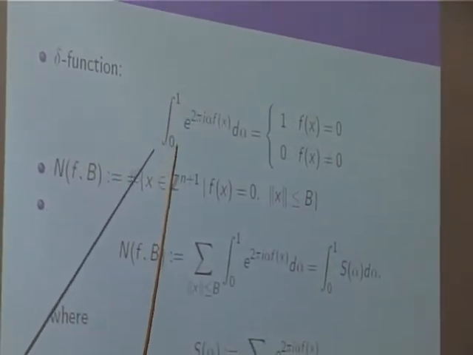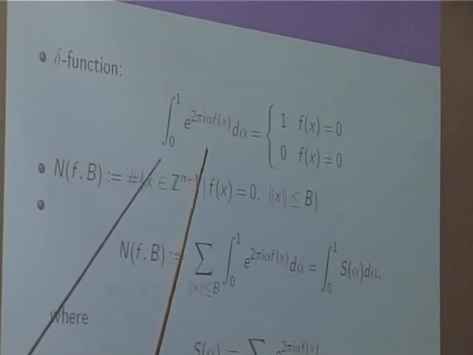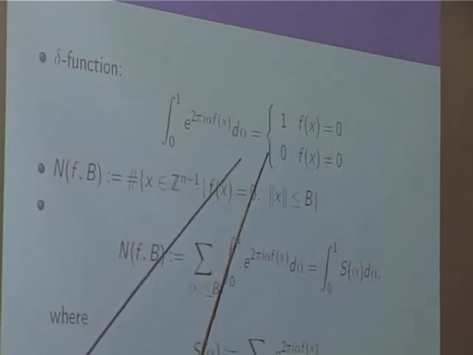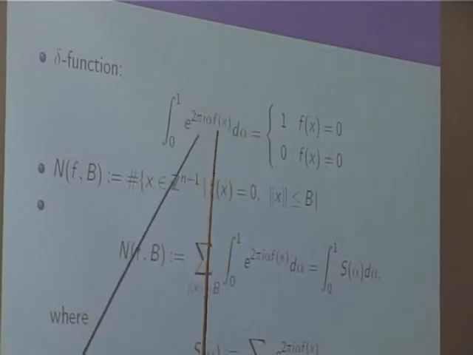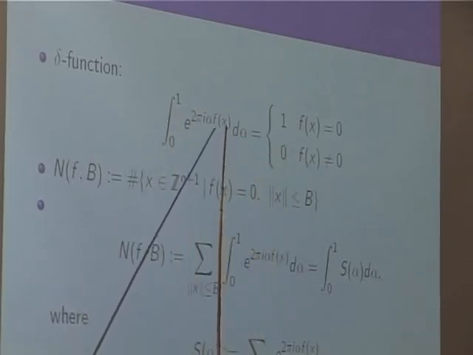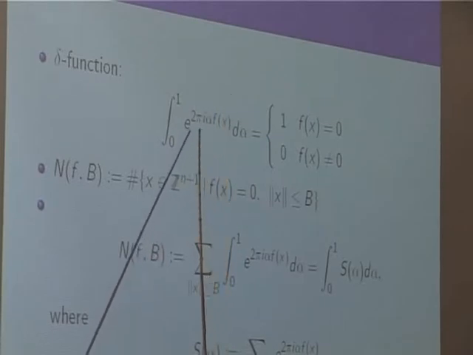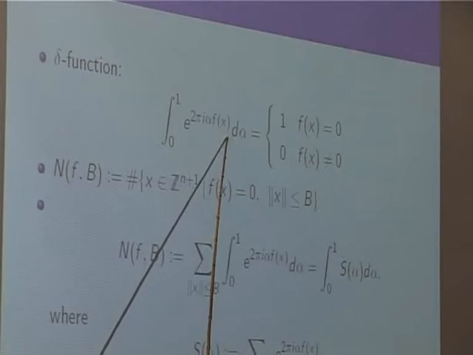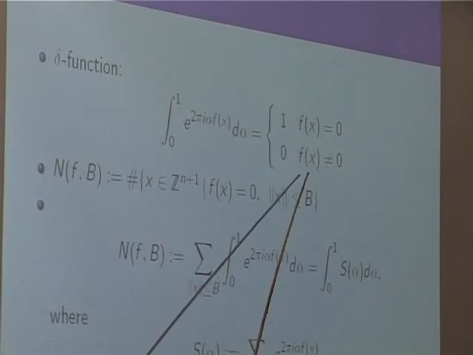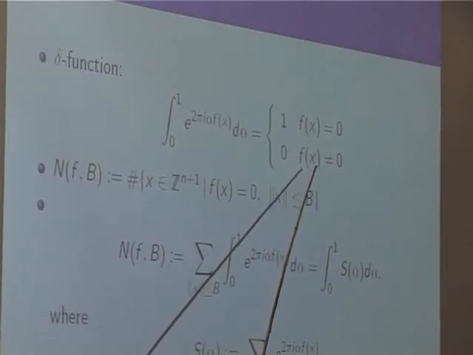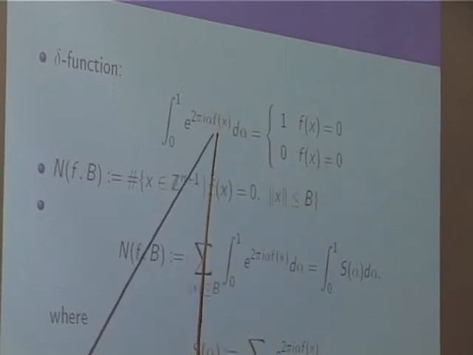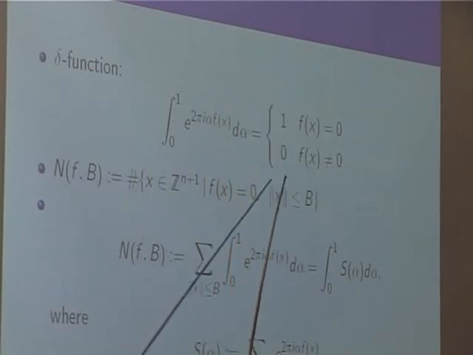You start with a delta function. You have a polynomial f with integral coefficients, and you want to integrate. If f of x is 0, you integrate 1 from 0 to 1, so you get 1. And if it's non-zero, then you integrate e to the 2 pi i alpha f of x, and here you really use that f of x is an integer. We are looking for integral solutions, so x0, x1, up to xn are all integers, and f has integral coefficients. So you have a complete period, and you get 0.